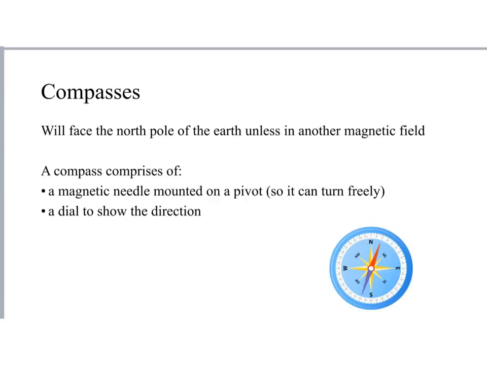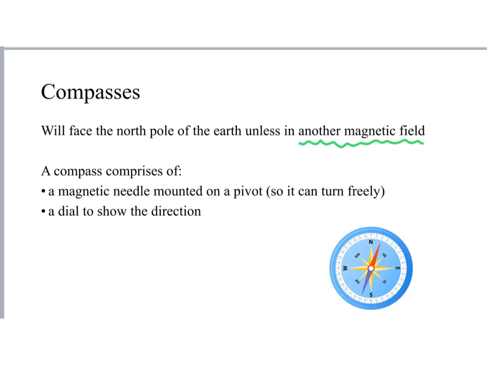Good. So first of all, what is a compass? A compass is a device that will face the North Pole of the Earth unless it is in the presence of another magnetic field. So last week we looked at what happens when a compass is put in another magnetic field. So for example, near a bar magnet, but in general, if they're not in the magnetic field of something else, they will face the North Pole of the Earth.